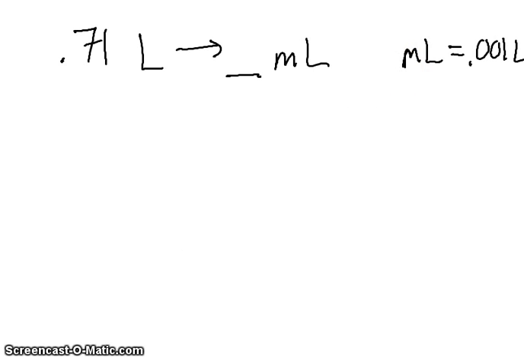Now that we have the relationship we need, we can go back and set up the dimensional analysis the way we would have done in any other problem. So since we are starting with 0.71 liters, we'll start there. And as before, we're going to put this over 1, just to make it into a fraction so it's easier to multiply by our conversion factor.